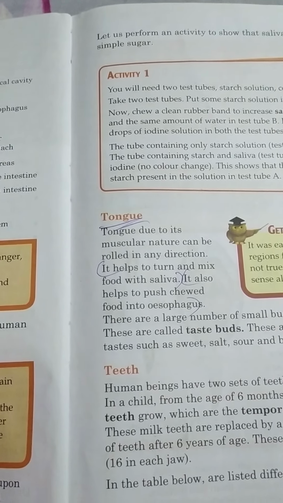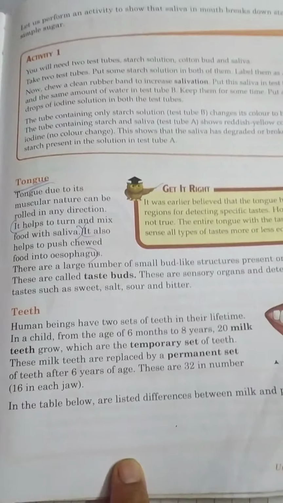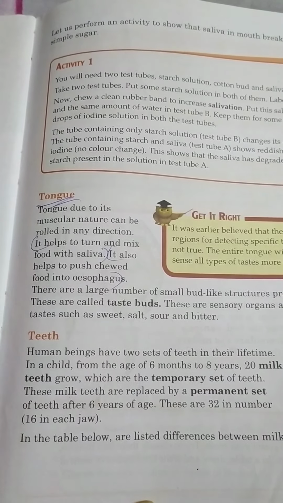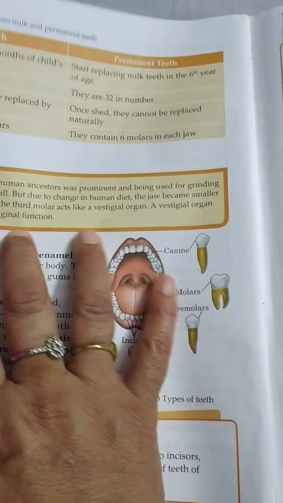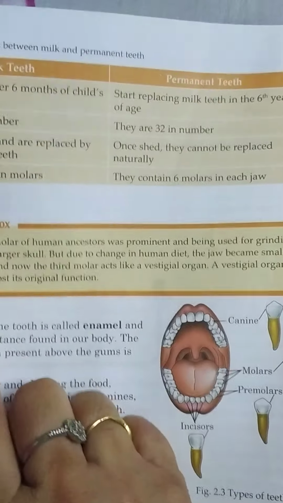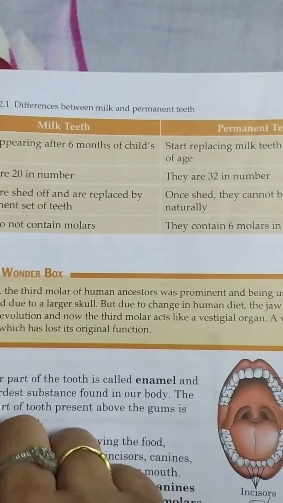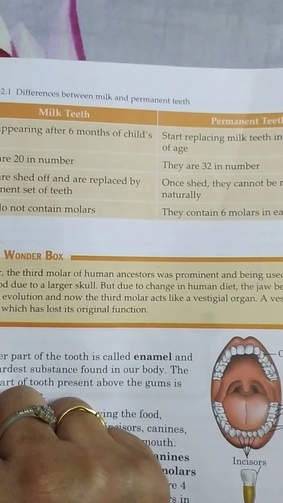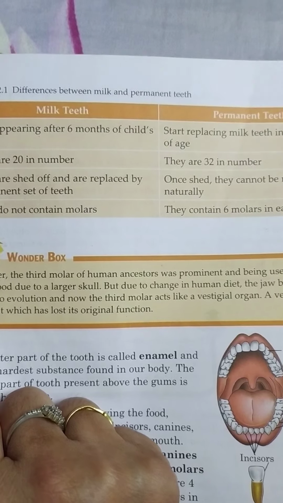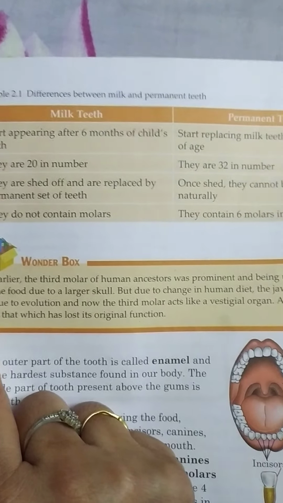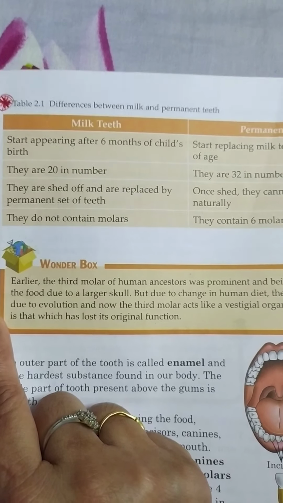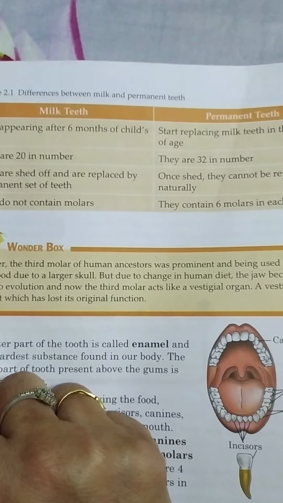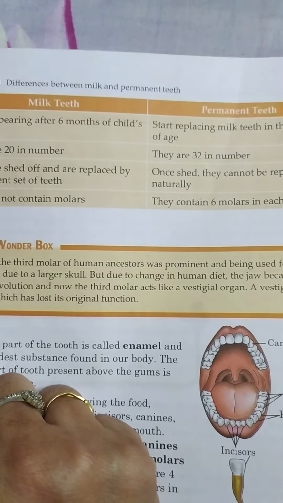And then it comes to the teeth. There are 2 sets of teeth: milk teeth and permanent teeth. Milk teeth are present in small babies. After the 6th month, they start coming. The permanent teeth are 32 in number and come through the teenage years. Milk teeth contain incisors, canines and premolars, not molars, but the permanent teeth have incisors, canines, premolars and molars, all the teeth.